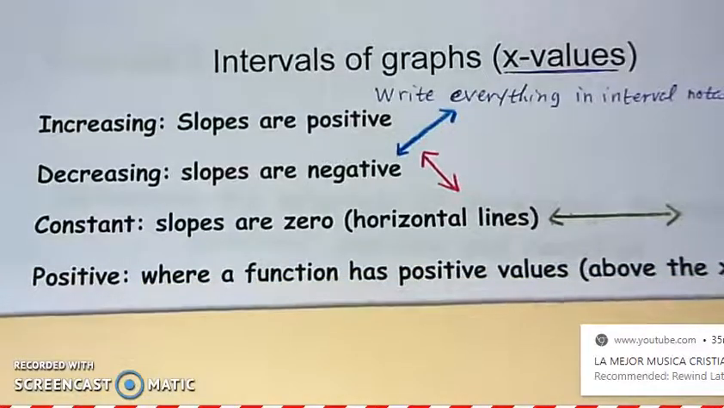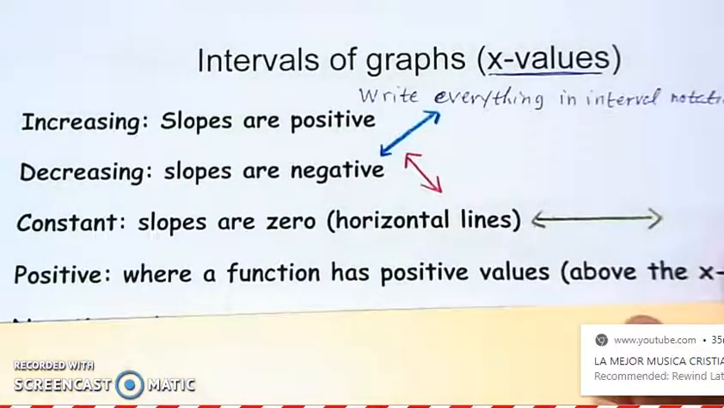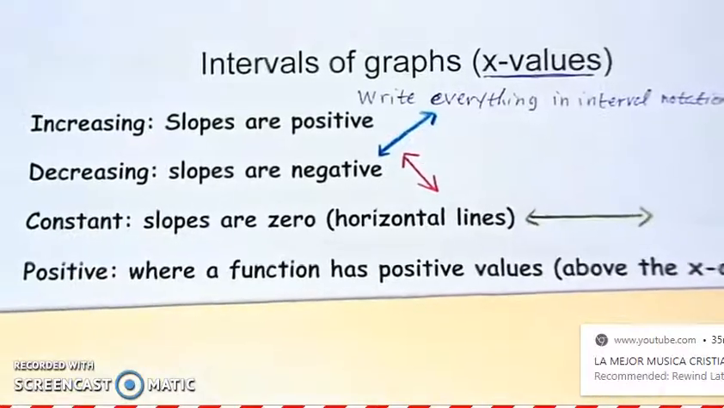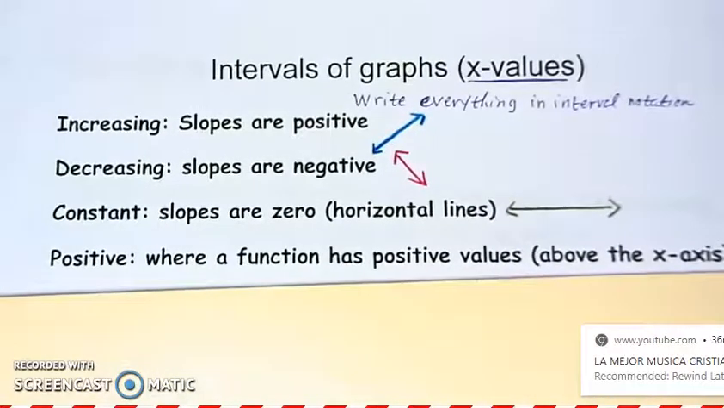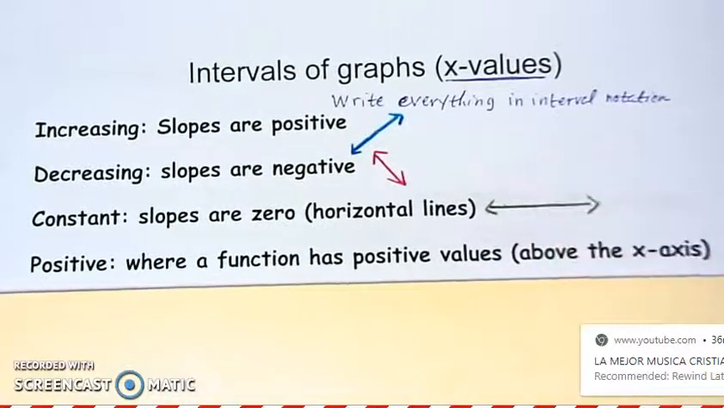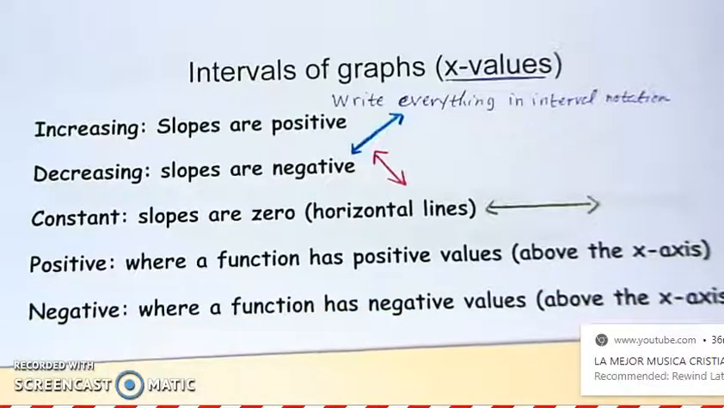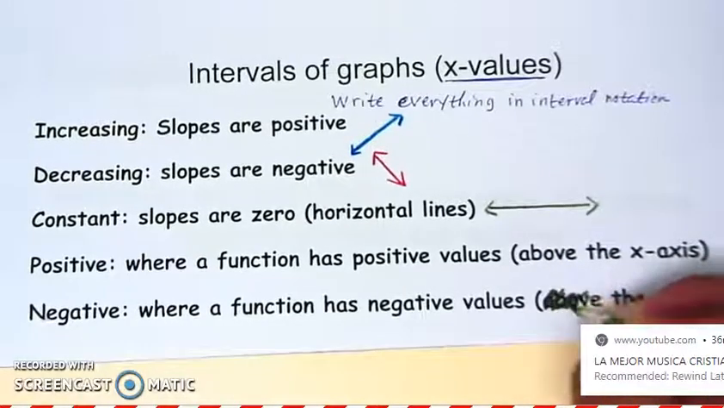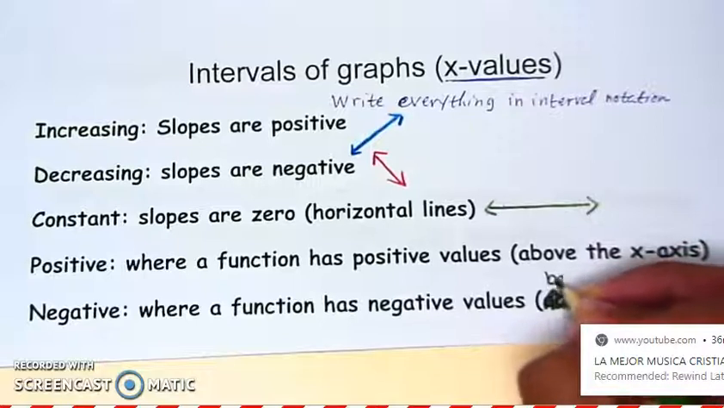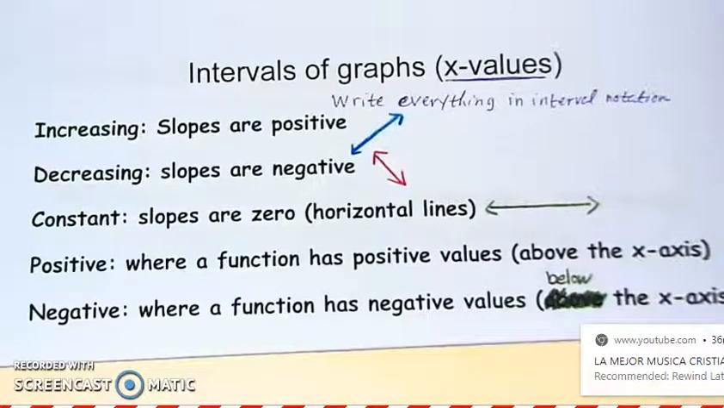And then we have positive and negative values. Where's the function positive? Where's the function negative? When a function is positive, that means the values are going to be above the x-axis. All the values that are positive will be above the x-axis because that's when y is a positive number. I'll give you a visual of that in a few seconds. Negative is where the function has negative values, and it should be below the x-axis.